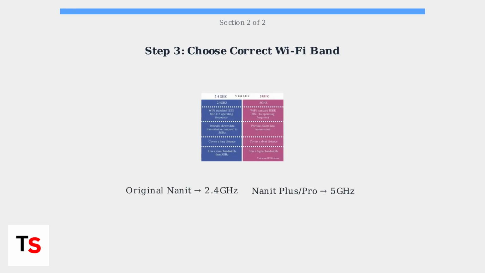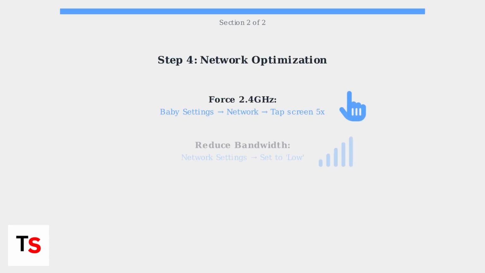Original Nanit cameras work best on the 2.4 GHz band, which has longer range but slower speeds. Newer Nanit Plus and Pro models perform better on the 5 GHz band, which offers faster speeds but shorter range. You can force a 2.4 GHz connection in the app by going to your baby's settings, tapping Network, then tapping the screen 5 times to reveal hidden options. Also, reduce bandwidth usage to low to minimize network strain.